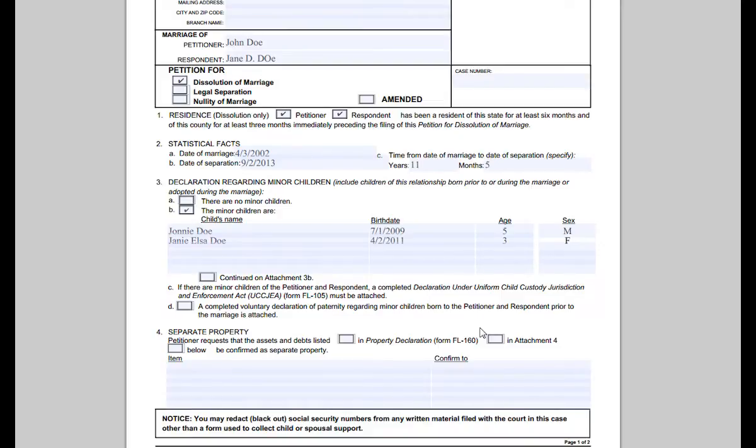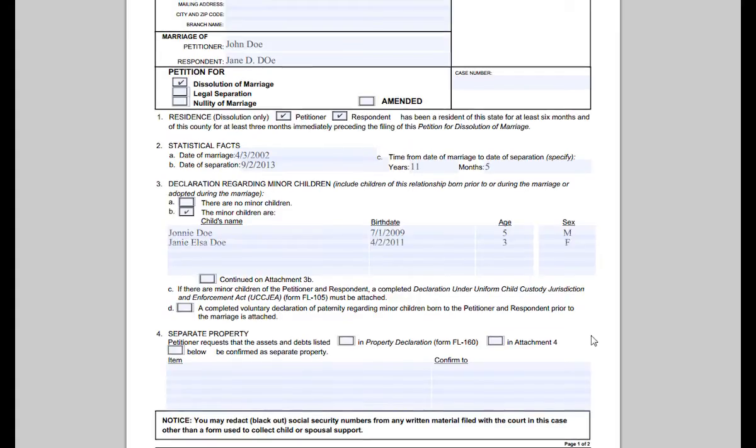Now, every time you write your children's names for future court documents, you will also write them the same way as you have done here. So every time I write Johnny's name for future court documents, I will write Johnny Doe, and Janie's name as Janie Elsa Doe. For number 4, check off the FL-160 box and go to the second page.